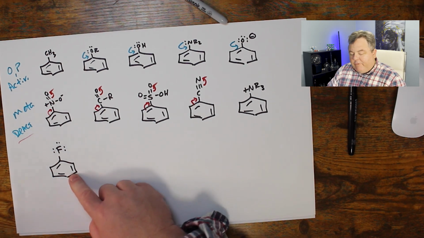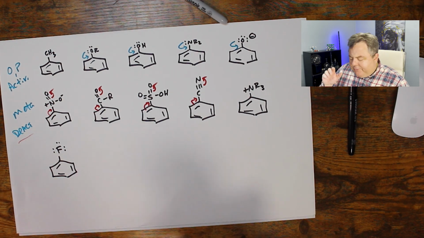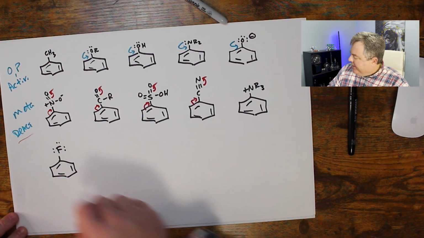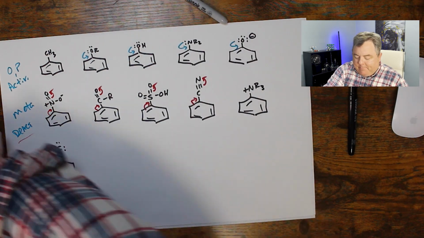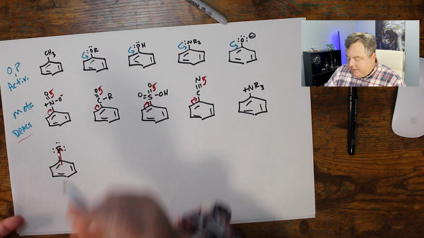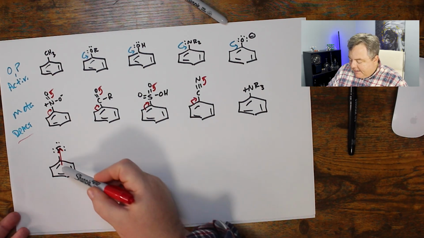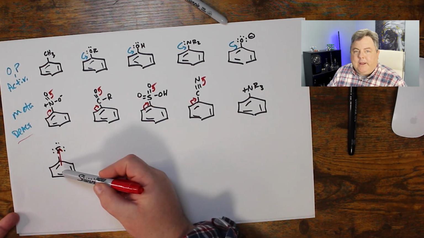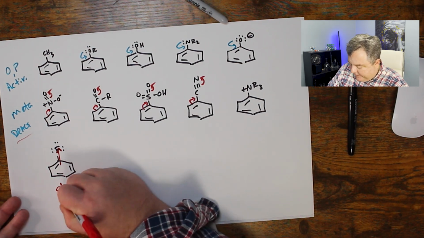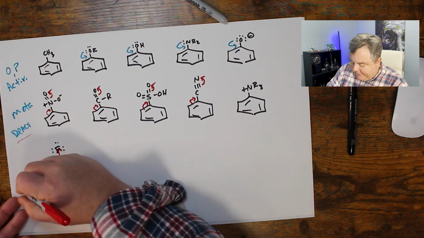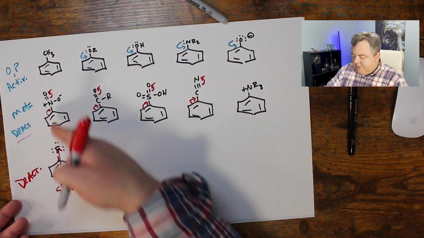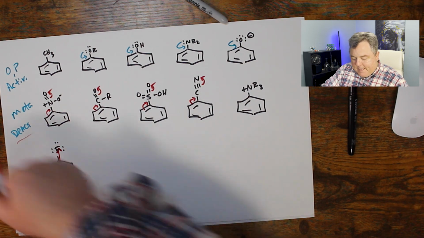Now, how about something like fluorine? I think there's two things going on in fluorine which might make it kind of confusing. Fluorine is very electronegative. It sucks electrons towards it. So if I'm sucking electron density out of the ring, will this ring react faster or slower? Of course, it's going to react slower. So we say it's deactivating. It'll go slower, just like nitro or carbonyl.